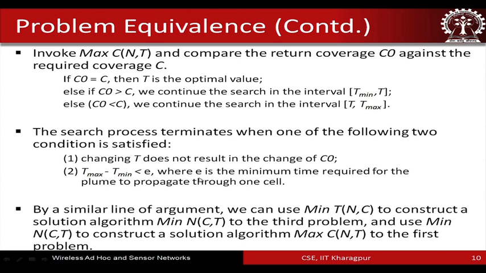By a similar line of argument to what we have covered so far, we can use the solution to minimize T given N and C to construct a solution algorithm for minimize N given C and T, the third problem. And we can use minimize N given C and T to construct a solution algorithm for max C given N and T, the first problem. So, basically, by following a similar kind of approach, we can look at a solution for the max C given N and T problem.